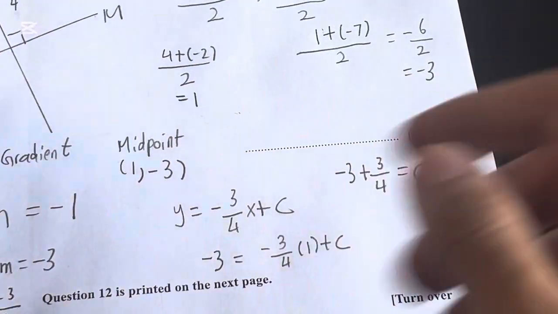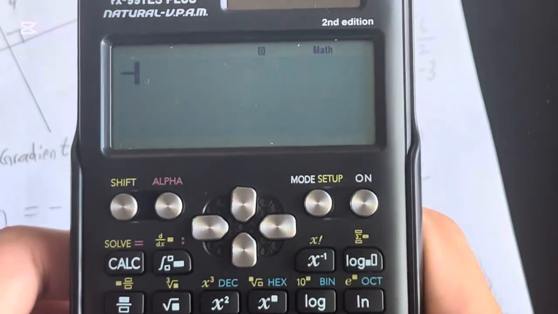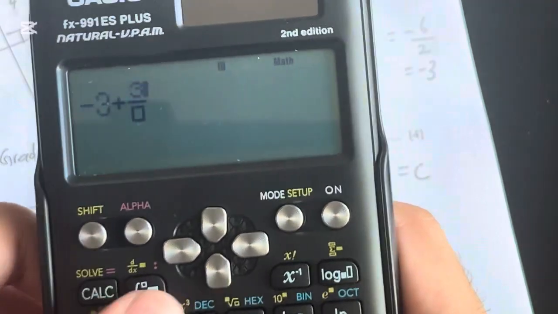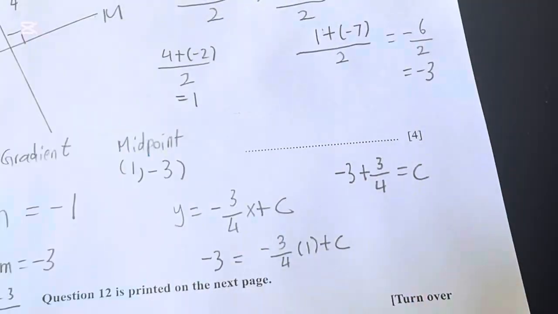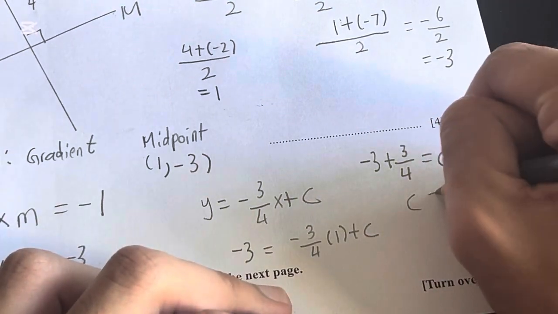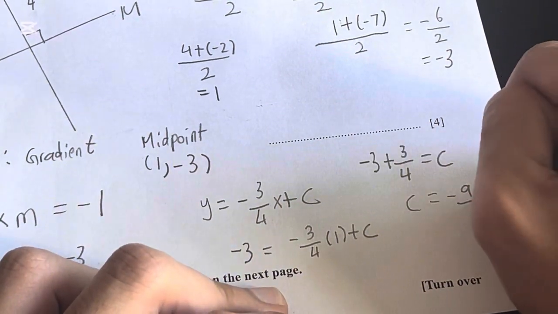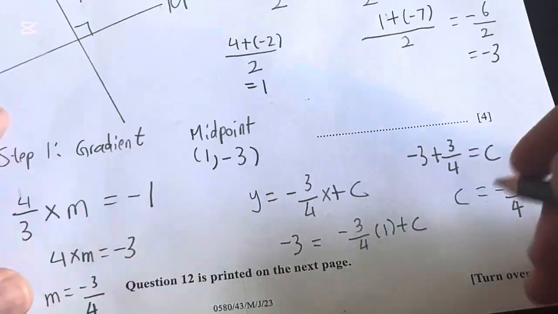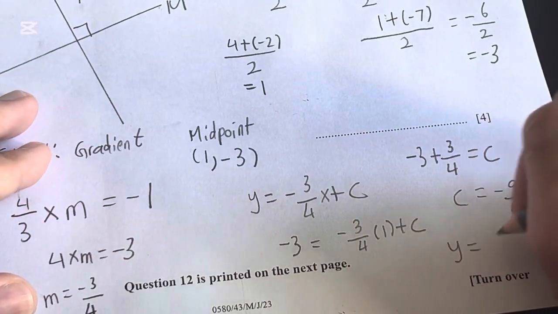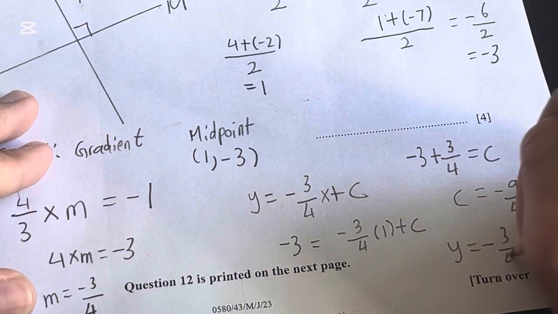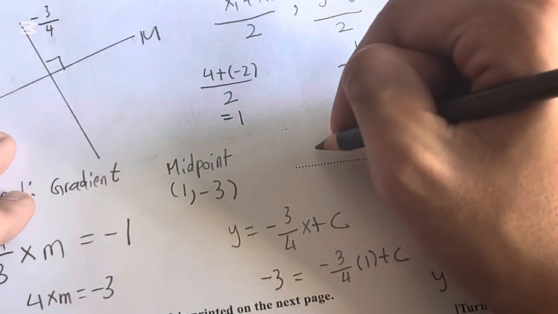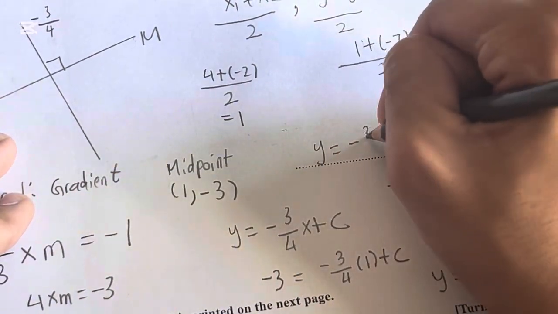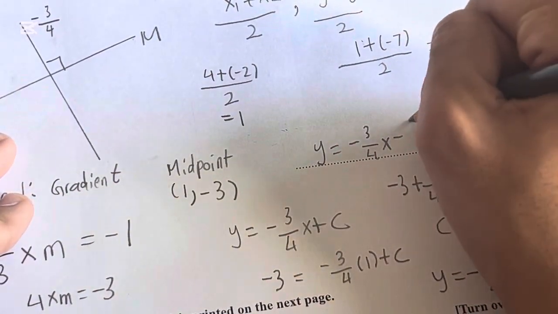Now, let's put that into our calculator. Minus 3 plus 3 over 4. Well, that's going to be minus 9 over 4. So c, which is our y-intercept, is minus 9 over 4. So our final equation of the perpendicular bisector is going to be y equals minus 3 over 4 x minus 9 over 4. So we can write that over here. y equals minus 3 over 4 x minus 9 over 4.